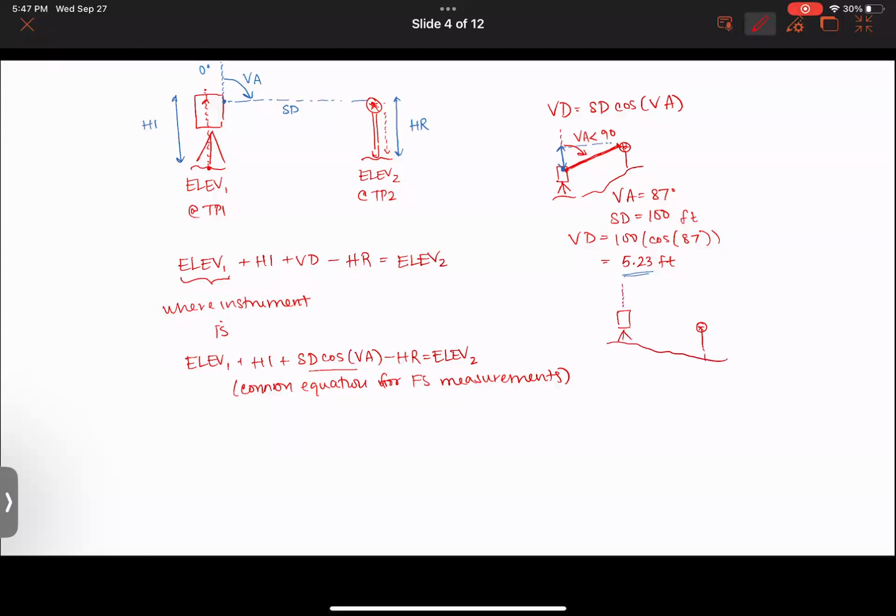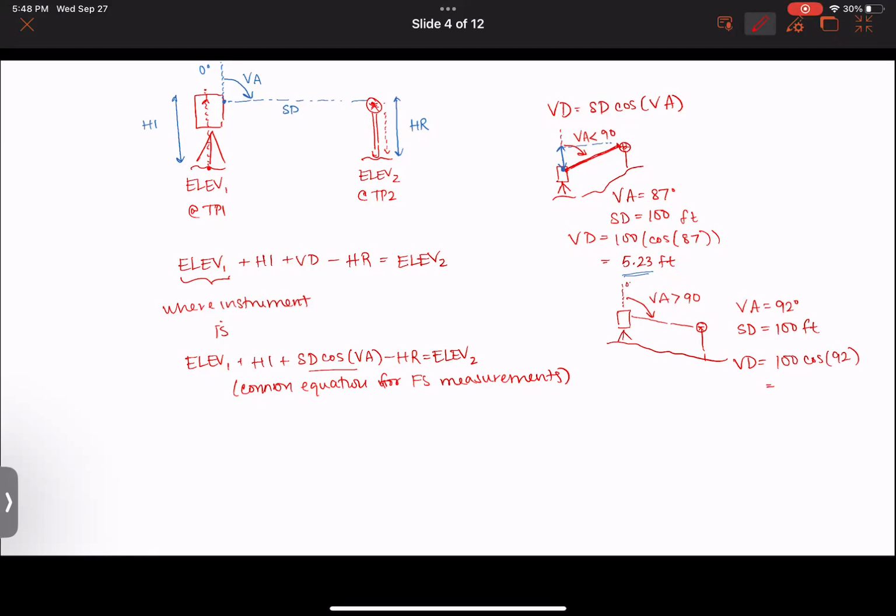In this situation, again, 0 degrees is up here. My vertical angle that I'm going to measure down from 0 degrees is going to be greater than 90. And let's pretend again, let's say vertical angle is equal to 92 degrees. Again, let's keep things easy. Let's say our slope distance is equal to 100 feet.